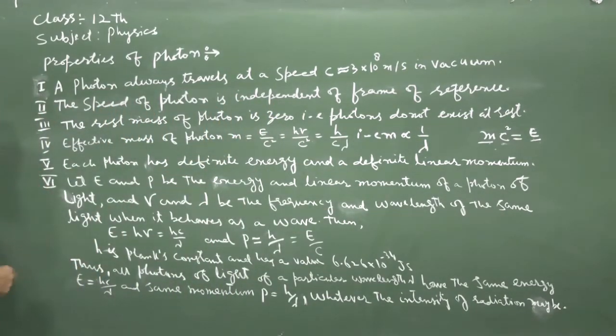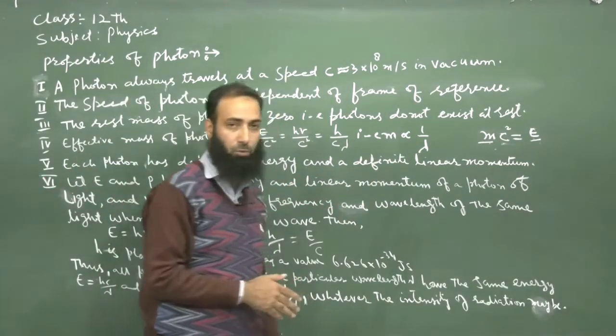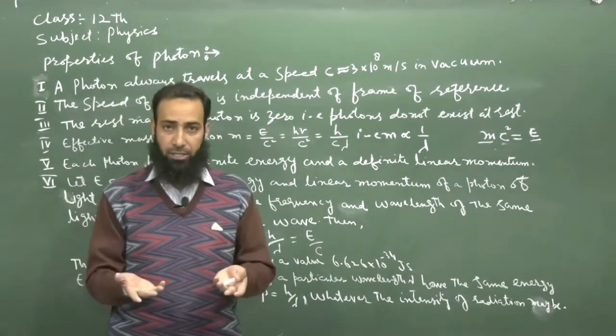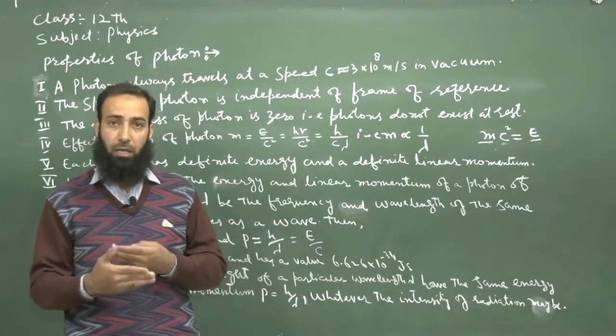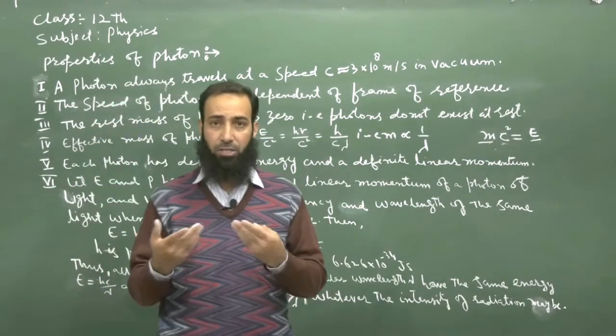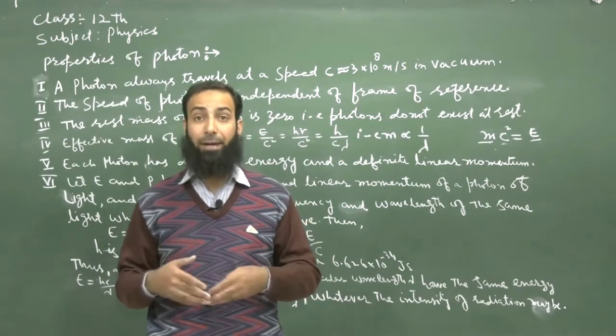Similarly, property number 5, that each photon has definite energy and definite linear momentum. This is what Einstein gave at the same time when he proposed the quantum theory of light. He says each photon is a packet of energy equal to h nu and has momentum p, because momentum is a property of a particle.